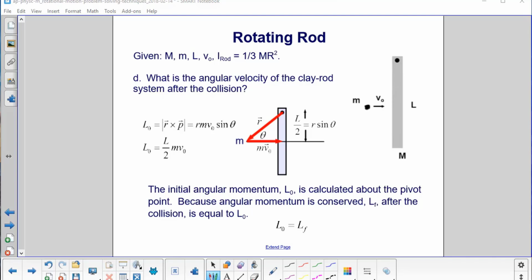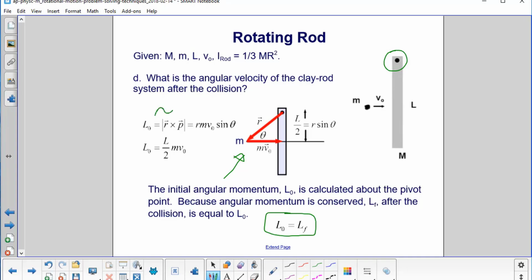What is the angular velocity of the clay rod system after the collision? We've been given a hint here because of all the questions about conservation of momentum. And since angular momentum is conserved, your initial will equal your final angular momentum. And that's right down here. So what is the initial angular momentum? That may seem a strange question because you have this piece of clay moving in a straight direction. But we want to find the angular momentum about this point. So when we construct our picture over here, we find out that the clay does have an angular momentum about that point, even though it's moving in a straight line.